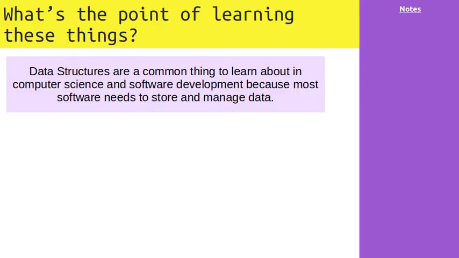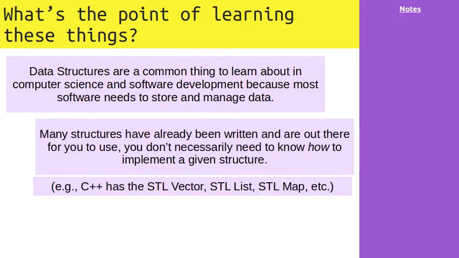Data structures are a common thing to learn about in computer science and software development because most software needs to store and manage data. Many structures have already been written and are out there for you to use, so you don't necessarily need to know how to implement a given structure. So for example, C++ has the STL vector, list, map, and more.